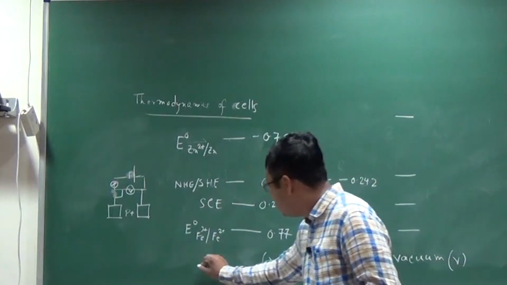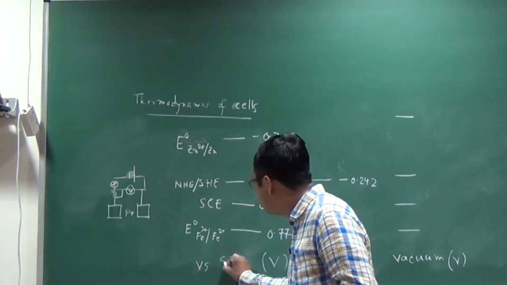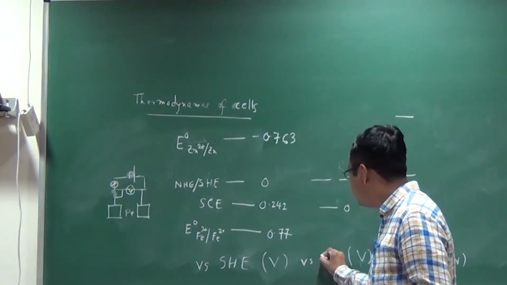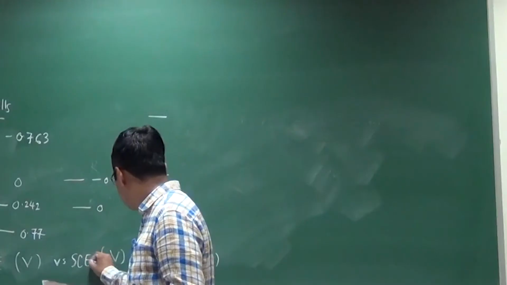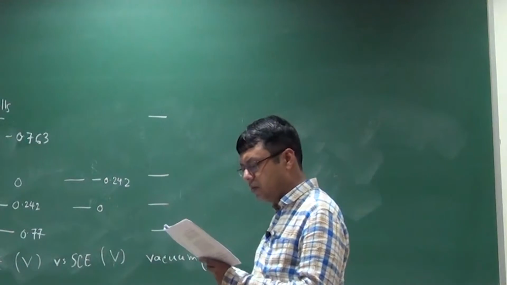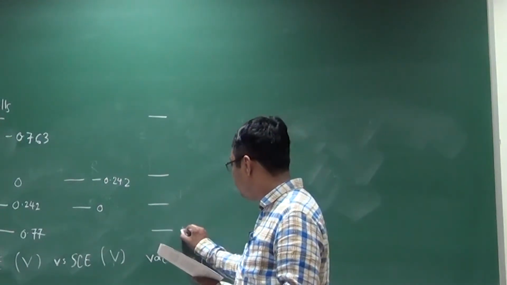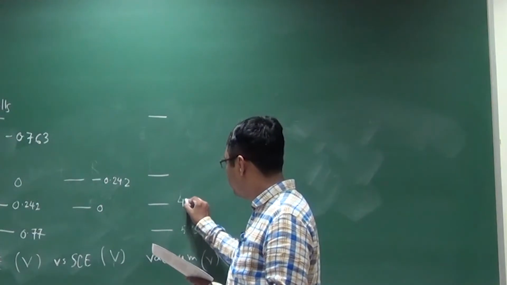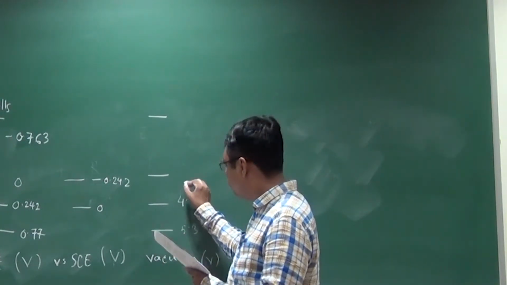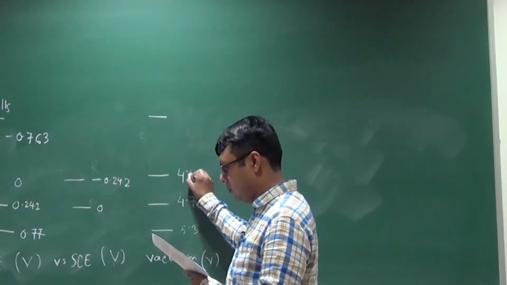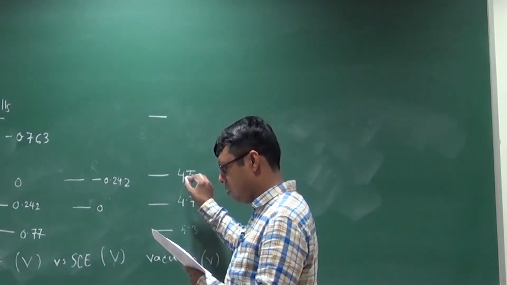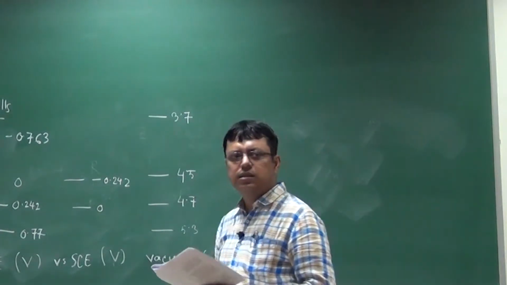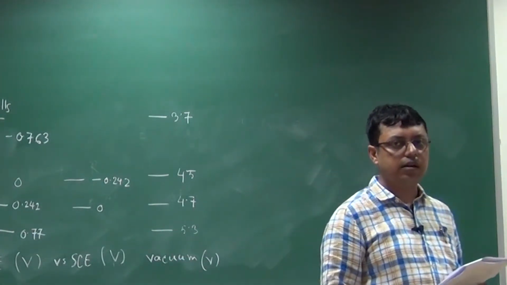So this scale, I wrote it as versus SHE. This I wrote as versus saturated carbon electrode. This is the vacuum value in volt. This will be something like 5.3. This will be something like 4.7. This will be 4.5. And this will be 3.7. These are just from electronic structure theory calculation.